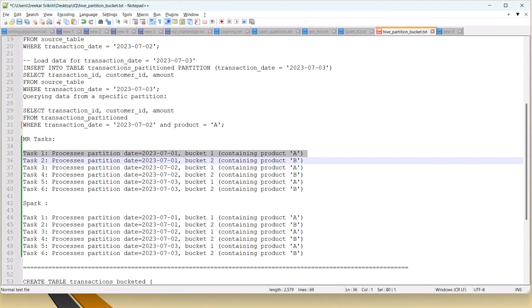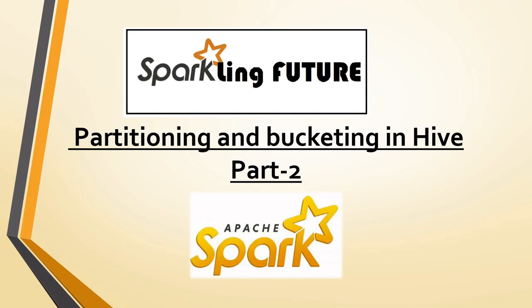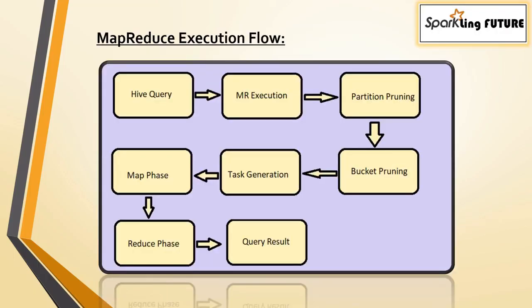But where exactly the difference comes is the execution engine. Okay, now let's look at this one. See, this is the MapReduce execution flow. So what will happen in this flow is, whatever query that you are triggering, this Hive query will be sent to the MapReduce for execution.